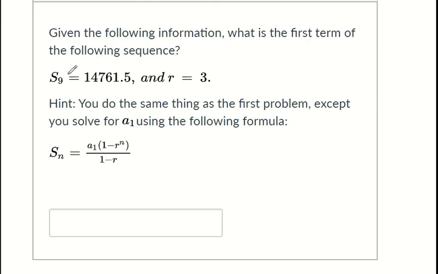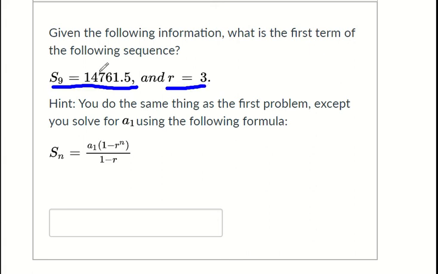So it says, given the following information, what is the first term of the following sequence? So here it's telling me what S9 is. So it's saying the sum of the first 9 terms is this. And it's telling me the common ratio is 3.